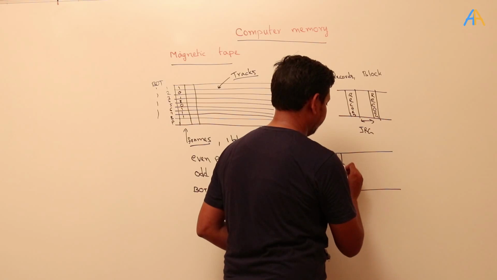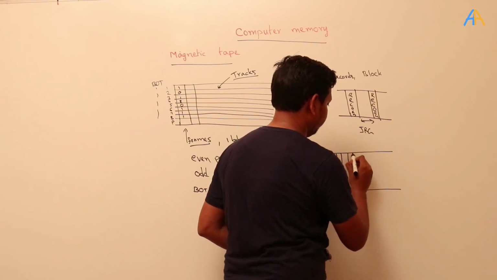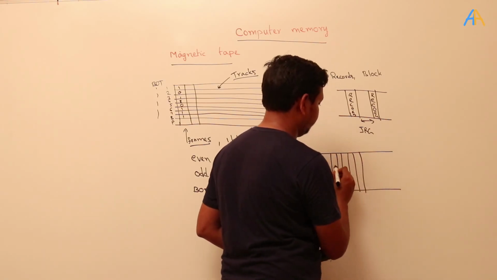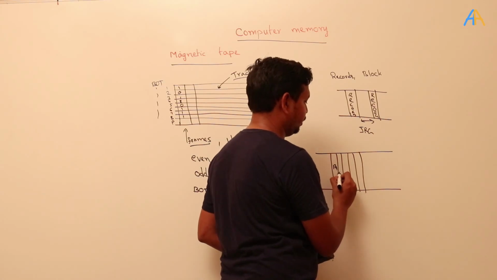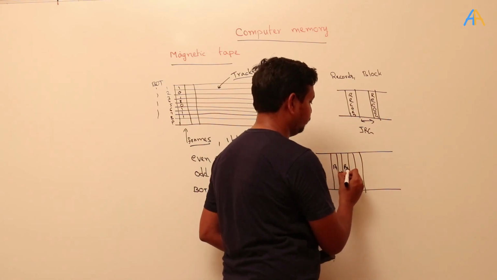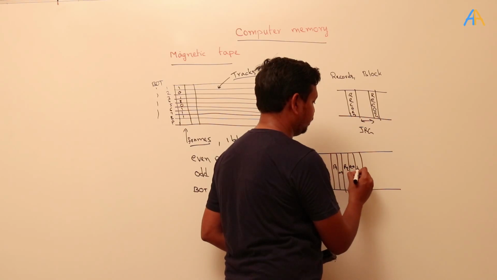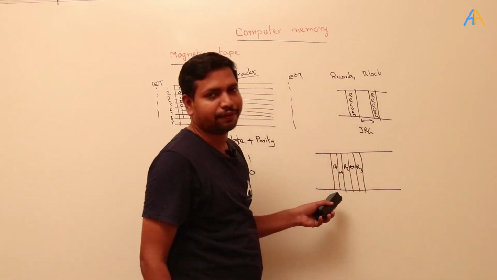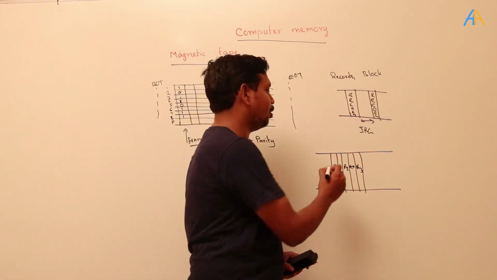Record 1, record 2, record 3. Okay, you understand? R1, record 1, there is an inter record gap, R2, inter record gap, R3. Okay, these are a set of records. These sets of records are called a block.